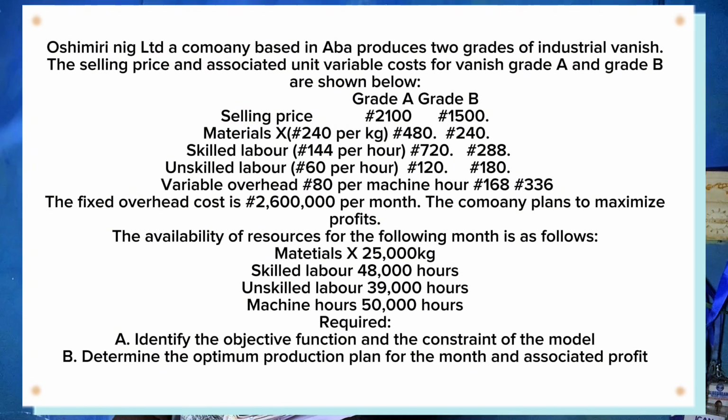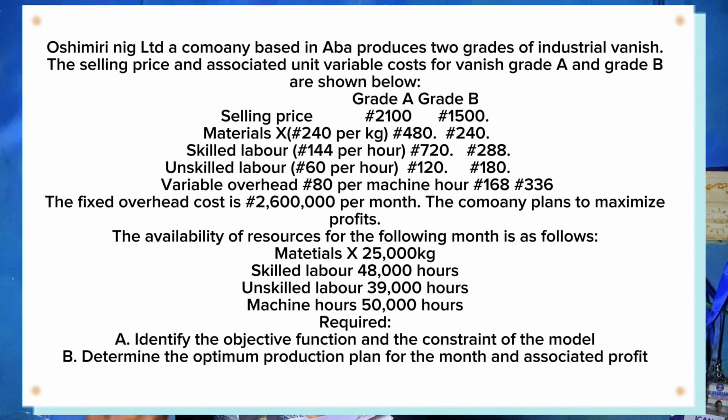Variable overhead, which is 80 naira per machine hour. We have it to be 168 naira for grade A, 336 naira for grade B. So we are told that the fixed overhead costs are 2.6 million per month. The company plans to maximize profits. The availability of resources for the following month is as follows. Material X, 25,000 kg. Skilled labor, 48,000 hours. Unskilled labor, 39,000 hours. Machine hours, 50,000 hours.